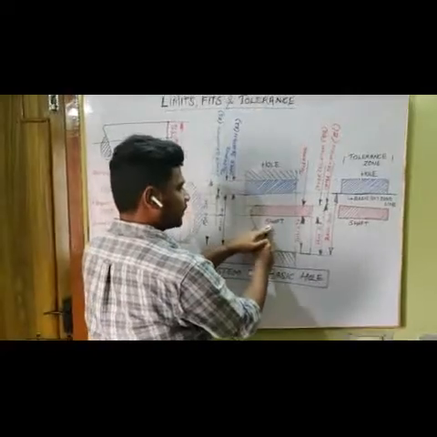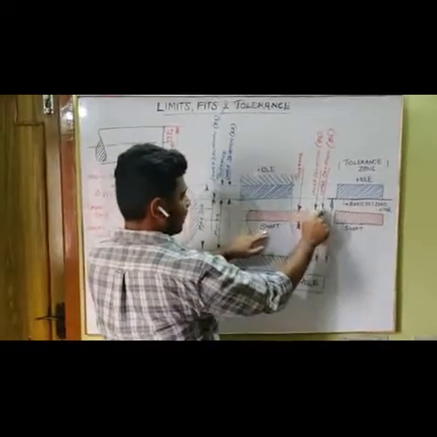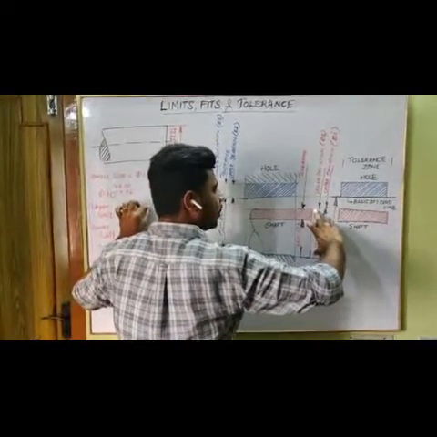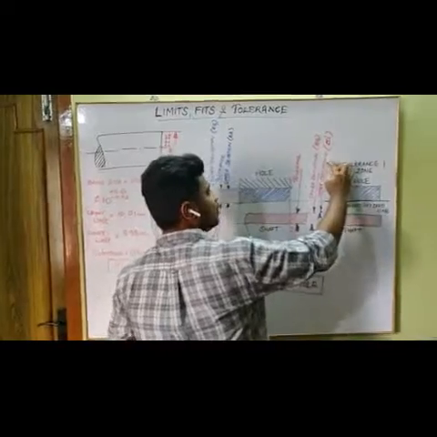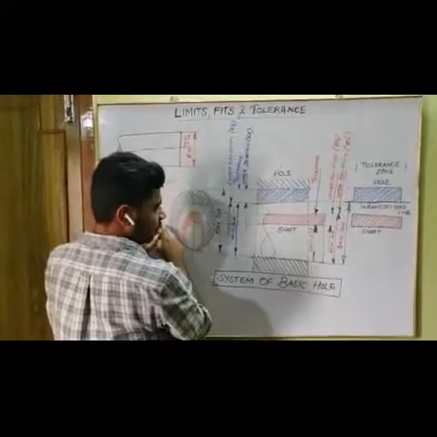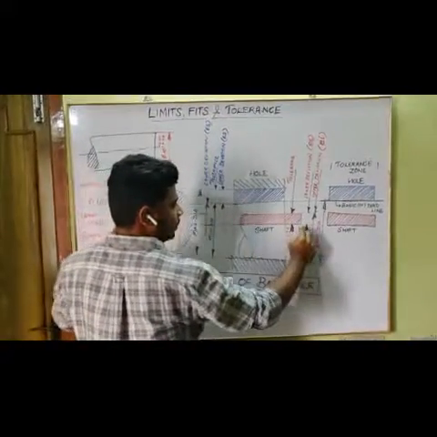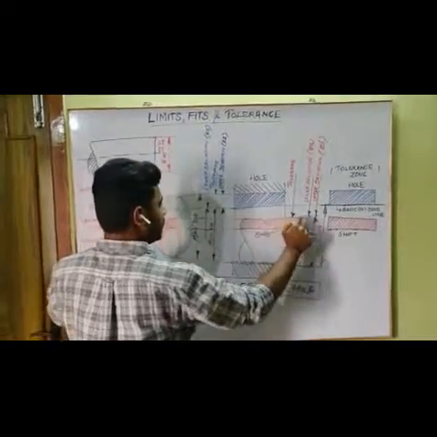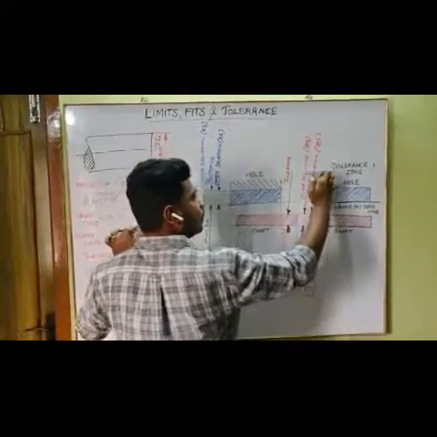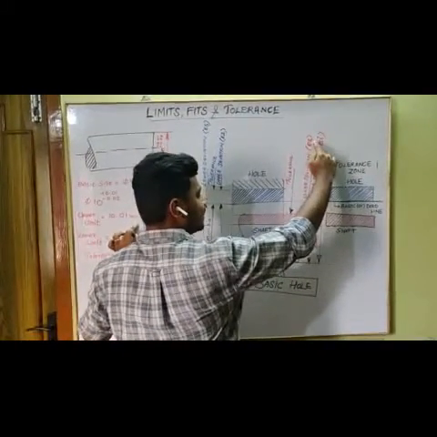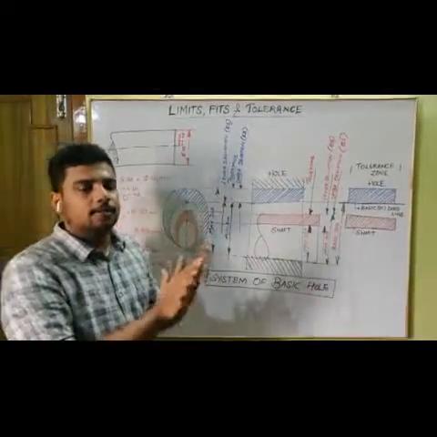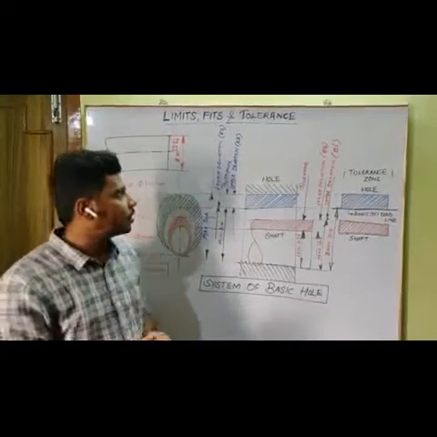In the same way for the shaft, this is the basic size of the shaft. The difference between the basic size and the upper limit is called upper deviation, which is denoted by small EI for the shaft. In the same way you have a lower deviation here. The difference between the basic size of the shaft and the lower limit is called lower deviation, which is denoted by small ES for the shaft.